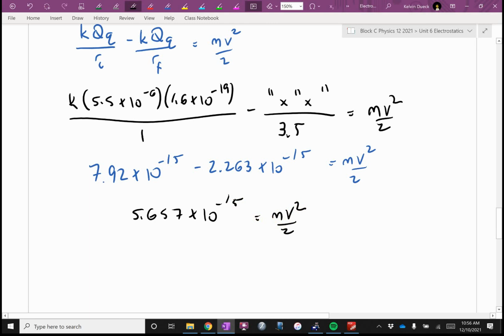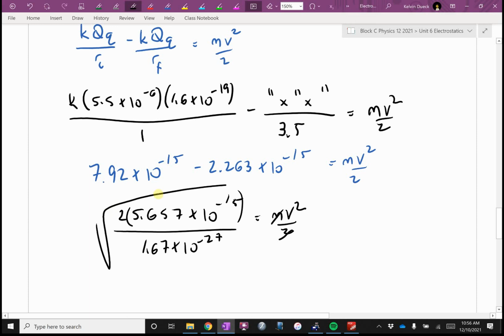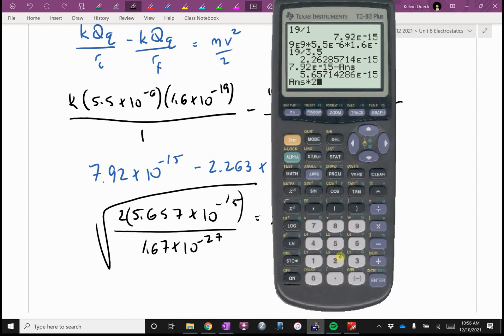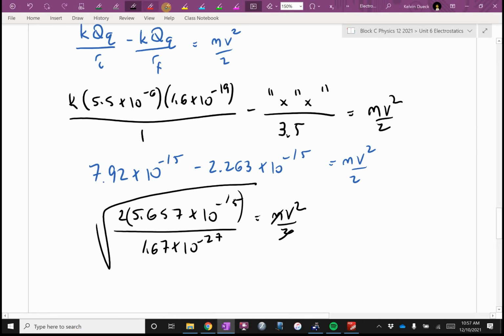What did I hear you whisper a few seconds ago? Times by 2. Divide by... Ooh. It's a proton. Square root, times by 2, divide by 1.67 times 10 to the negative 27, and I get... Oh, we're going faster than light. That's impossible. Whew. Square root, 2.6 times 10 to the 6. Let's go.